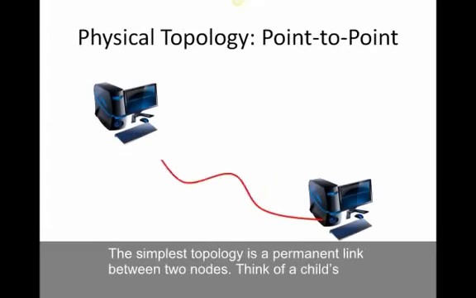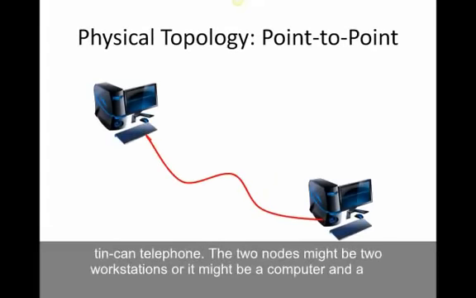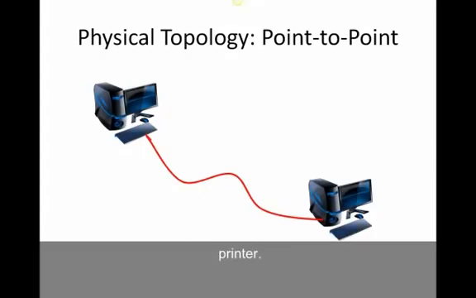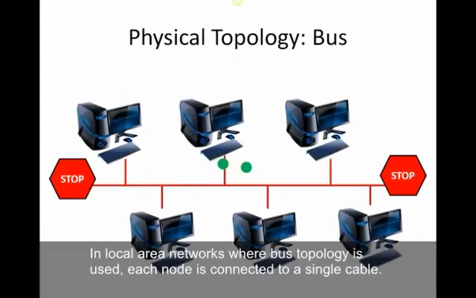The simplest topology is a permanent link between 2 nodes. Think of a child's tin can telephone. The 2 nodes might be 2 workstations or maybe a computer and a printer. And next is a bus topology.